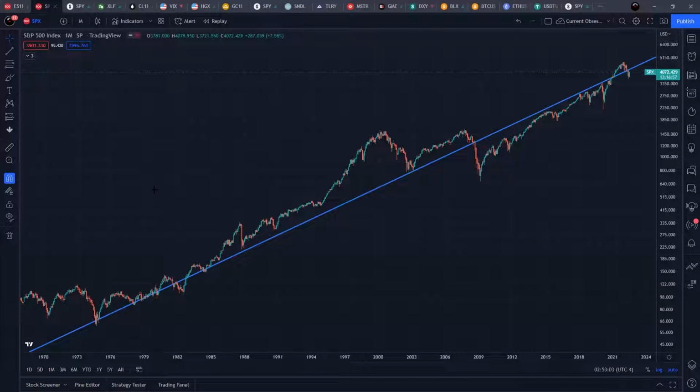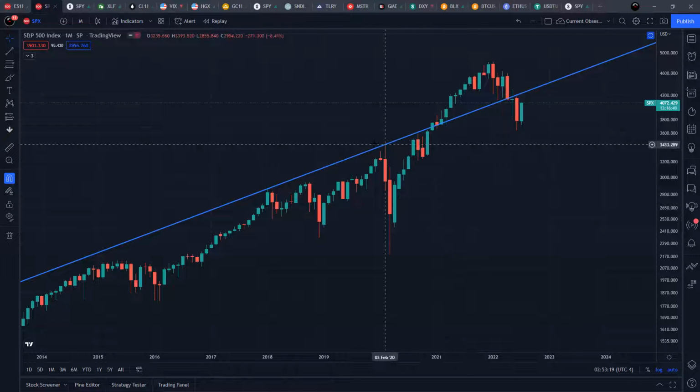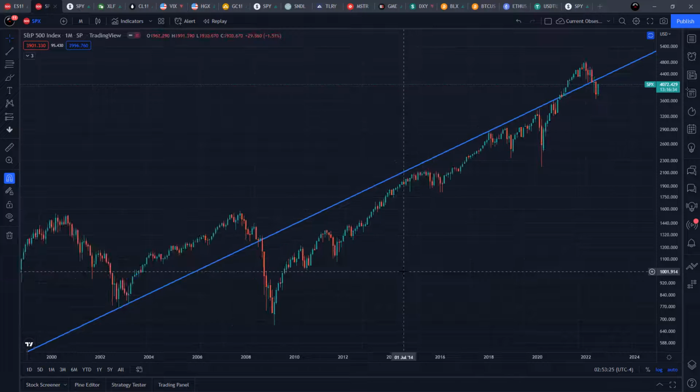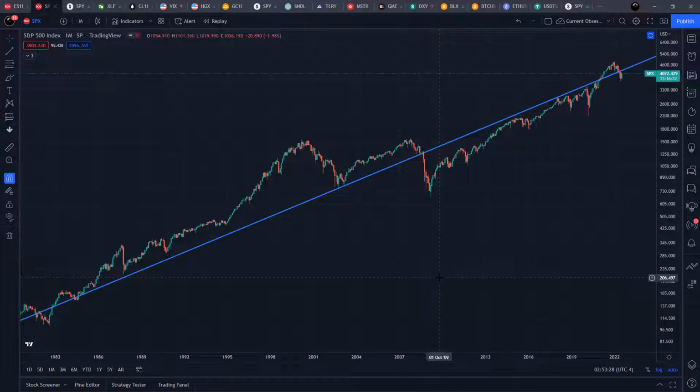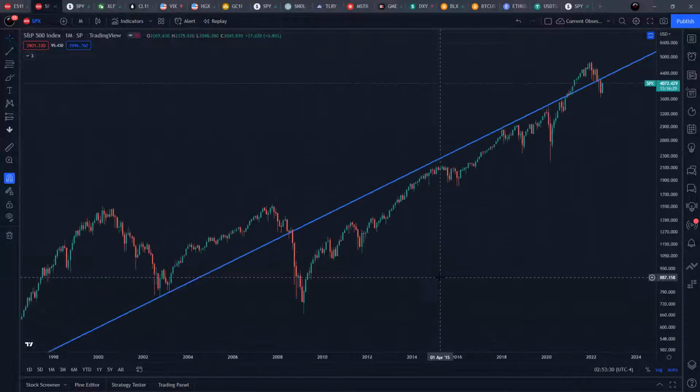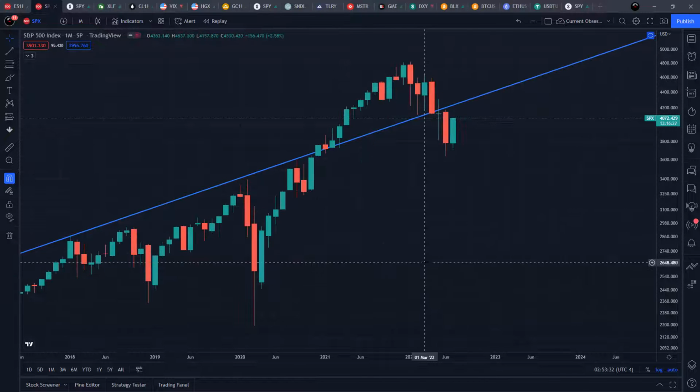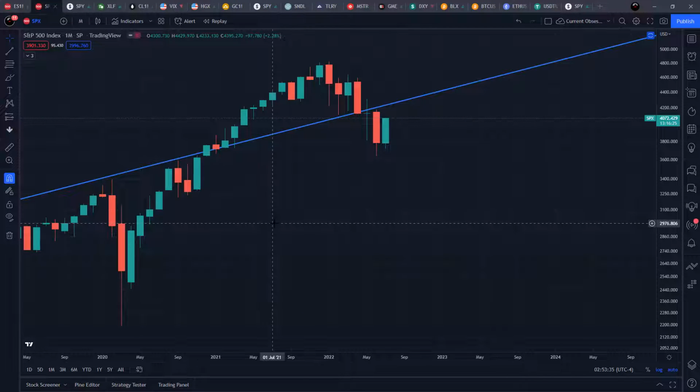Now, the reason I drew this line in particular is because it served as a base from 1985. At least it was really reliable up until the 2008 crash, right? And then even over here for the COVID crash, it was really reliable. So I find that when a line works on a large time frame like this, there can be some benefits to it, right?